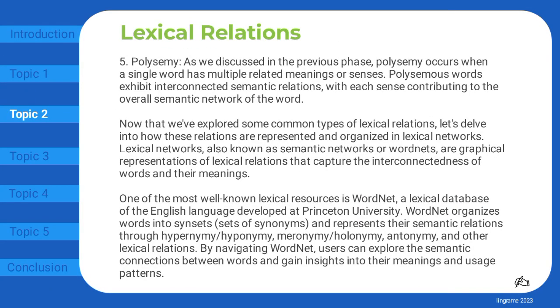Polysemy. As we discussed in the previous phase, polysemy occurs when a single word has multiple related meanings or senses. Polysemous words exhibit interconnected semantic relations, with each sense contributing to the overall semantic network of the word. Now that we've explored some common types of lexical relations, let's delve into how these relations are represented and organized in lexical networks.